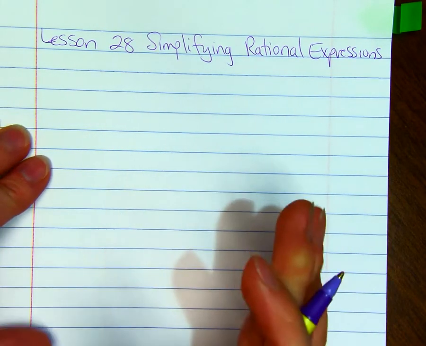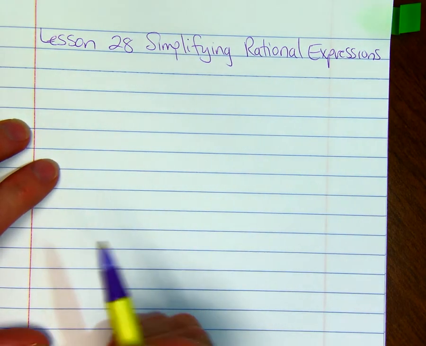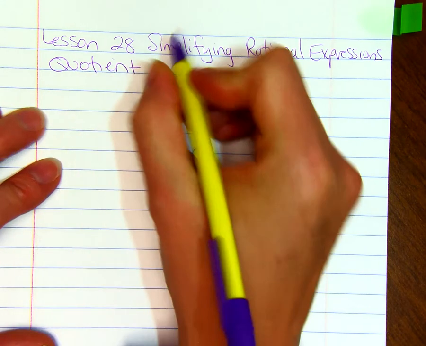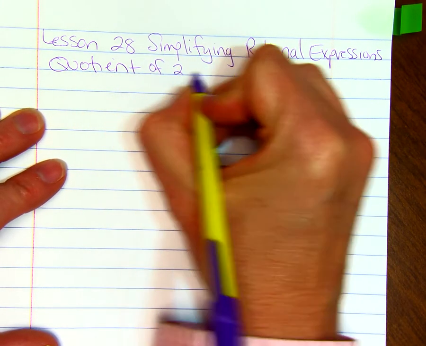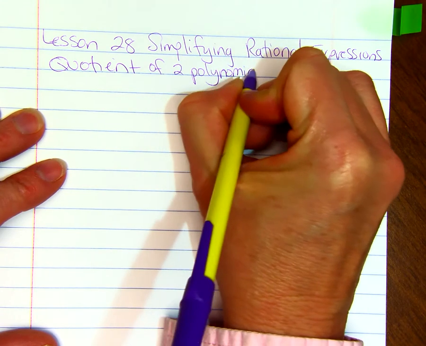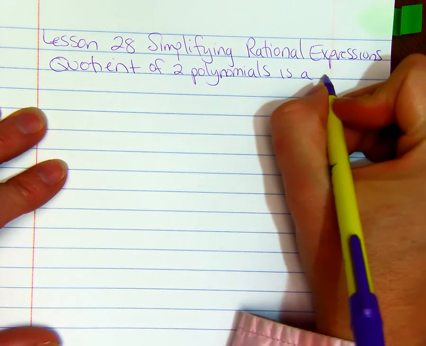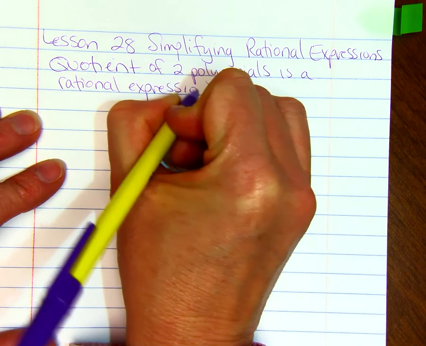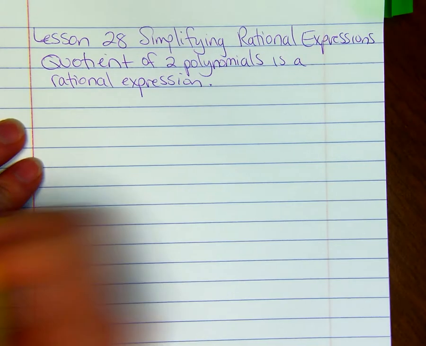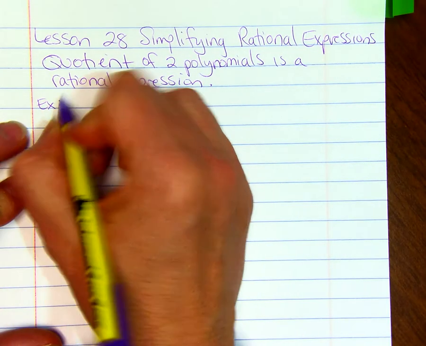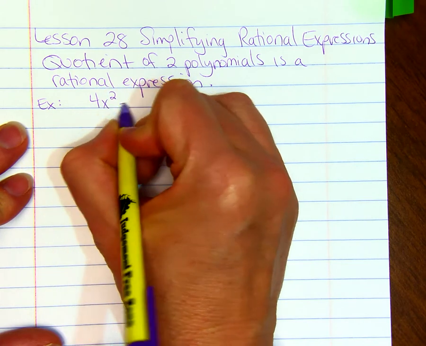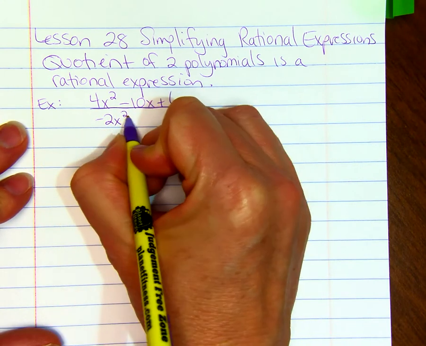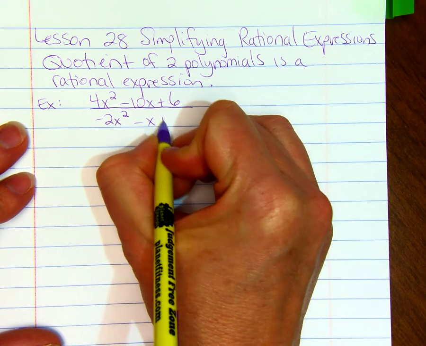So we'll just start out with what a rational expression is. It's just a quotient of two polynomials. So the quotient of two polynomials is a rational expression. A quotient just means a fraction. So here's an example: 4x squared minus 10x plus 6 divided by negative 2x squared minus x plus 3.